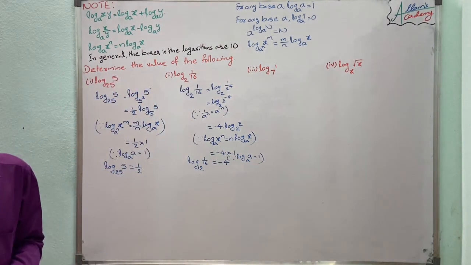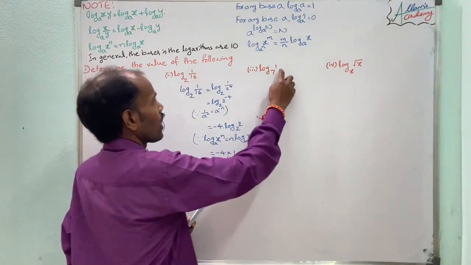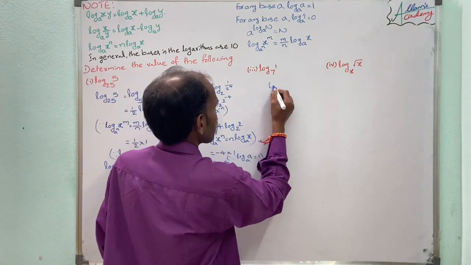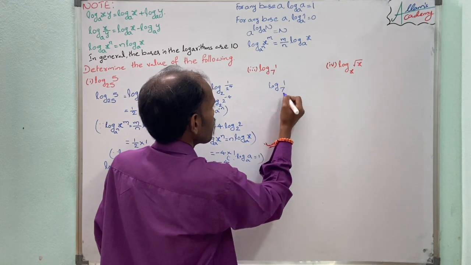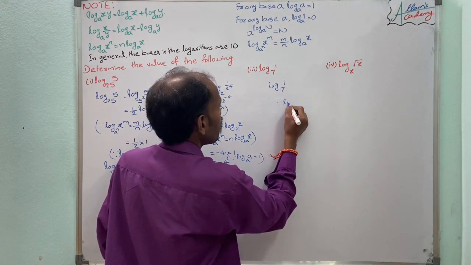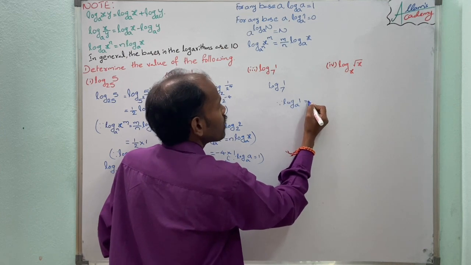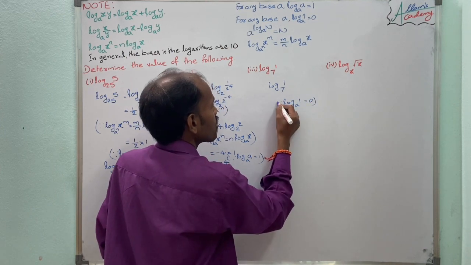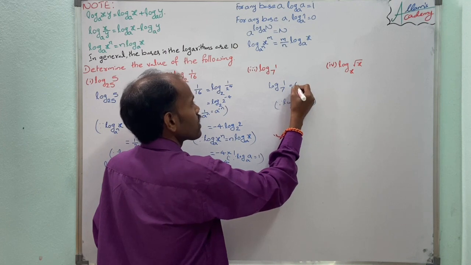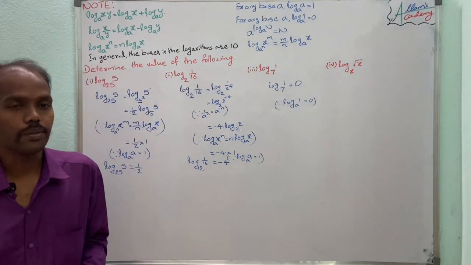Next, the third problem, log 1 base 7. We know that for any base, log 1 is nothing but 0. So log 1 base 7 equals 0.